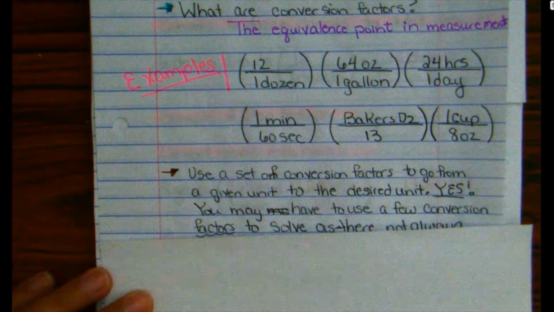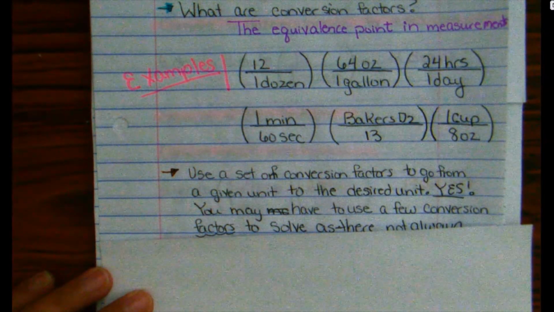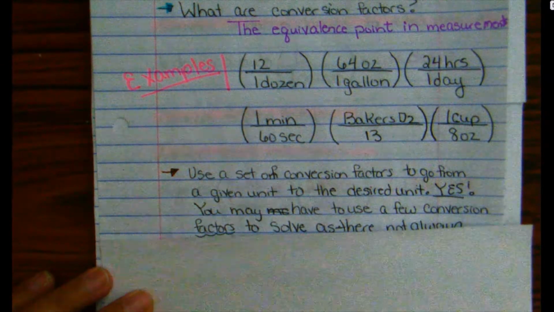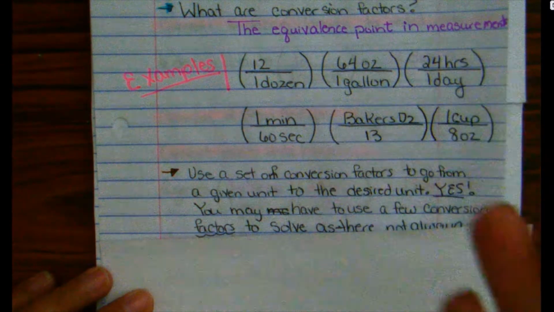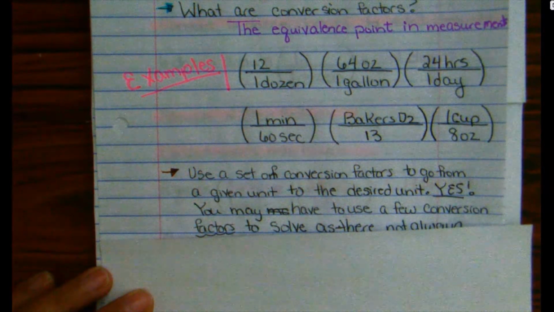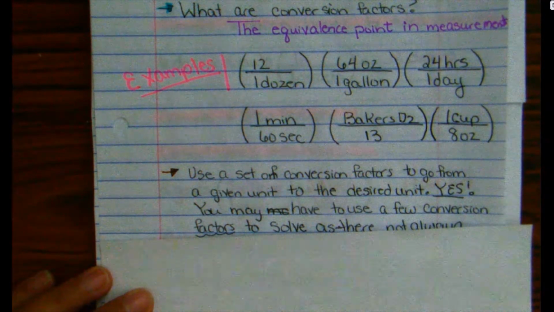If I'm going from days, for example, to minutes, I wouldn't do minutes per day. I would go from days to hours because hours is the next smallest unit. And then from hours to minutes because there's easy conversions between those.